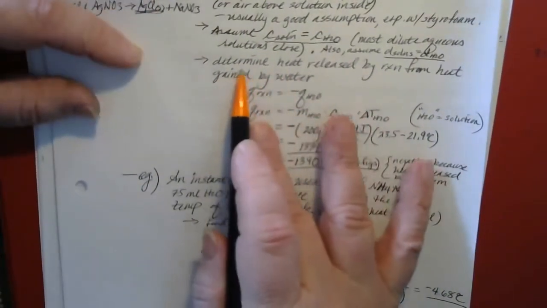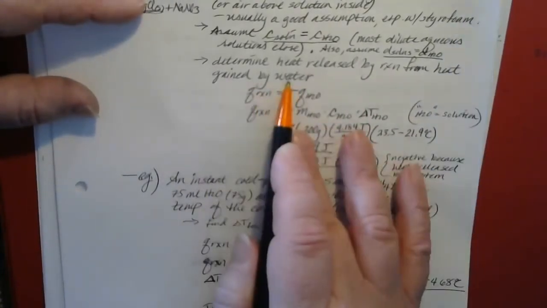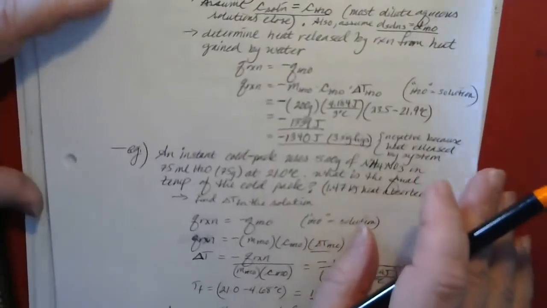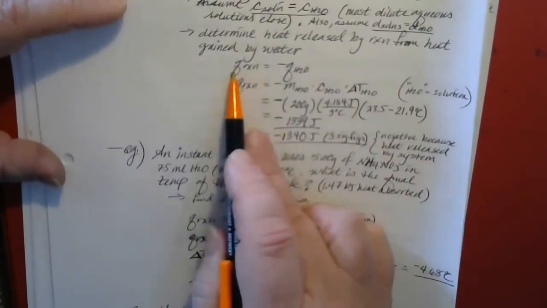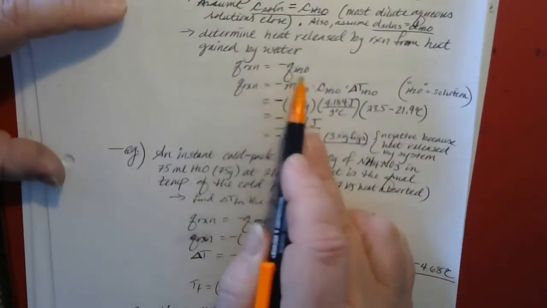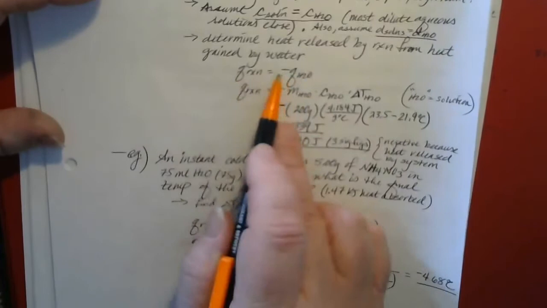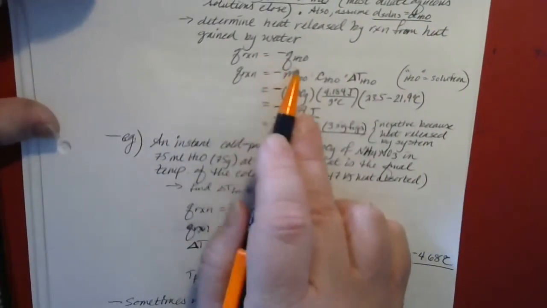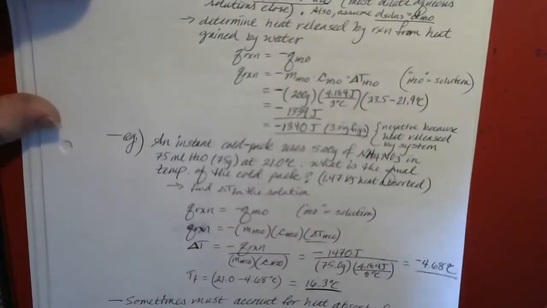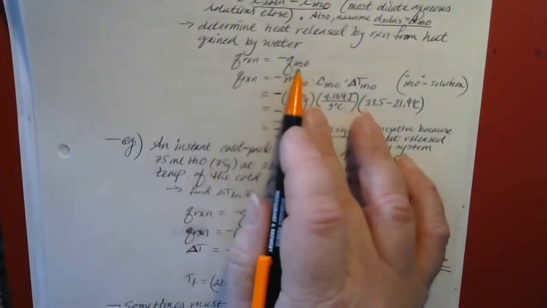And what we want to do is determine the heat released by the reaction from the heat gained by the water. Okay, so we know what the specific heat of water is, or what the specific heat of the solutions would be. And we know that the Q of the reaction is going to be equal to the negative of the Q of water. But again, it doesn't really matter which side you put the negative sign on, as long as one side is negative and the other side is positive. I just put it on the H2O side this time because it saves us a step at the end of the process. So Q of reaction equals negative Q of H2O.